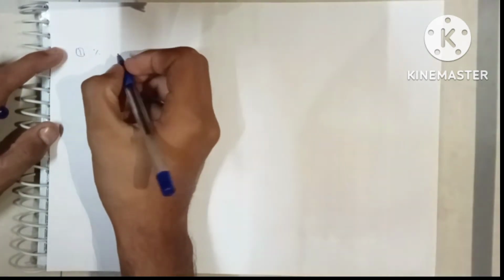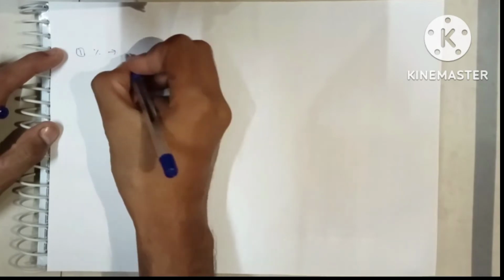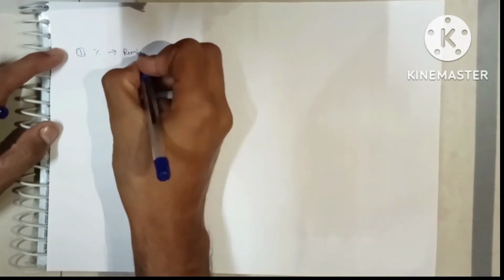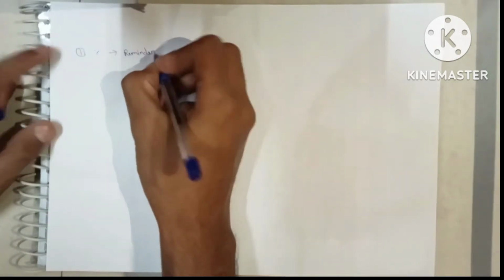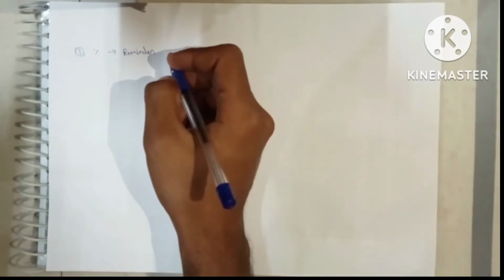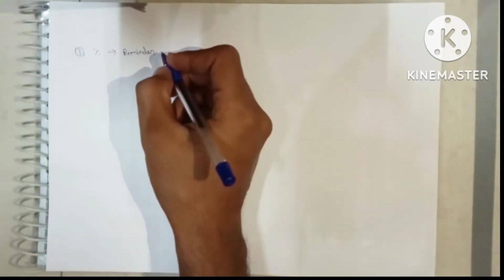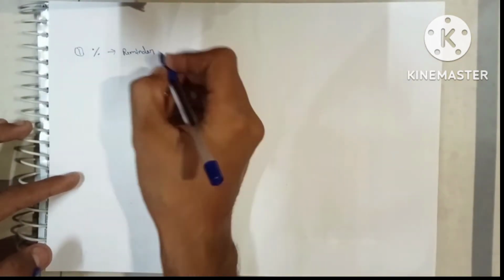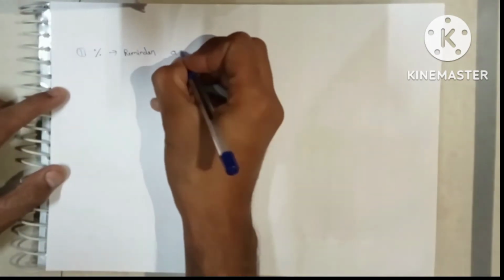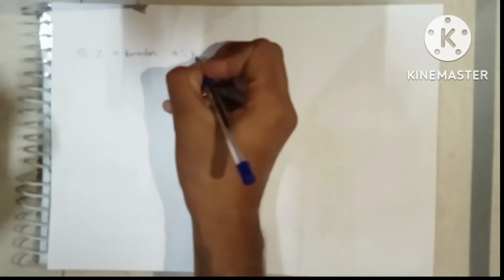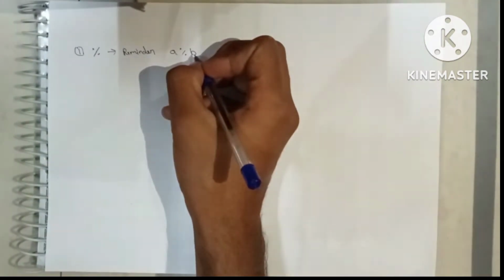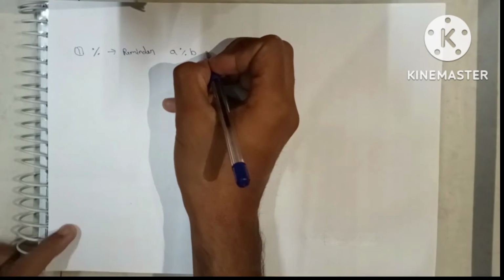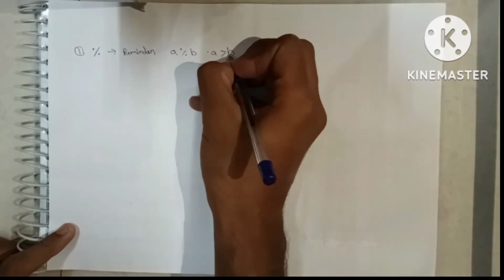So what is the definition of the modulus operator? It always gives the remainder whenever you divide one number by another number, and that remainder is what the modulus function provides to you. It is always in the form of a modulus b, and a is always greater than b.